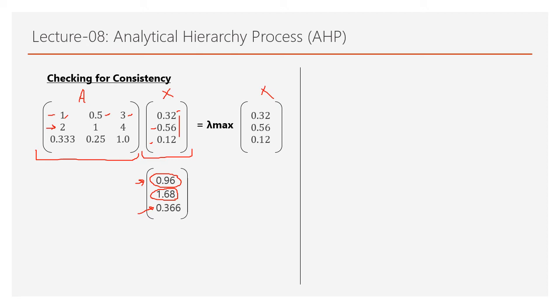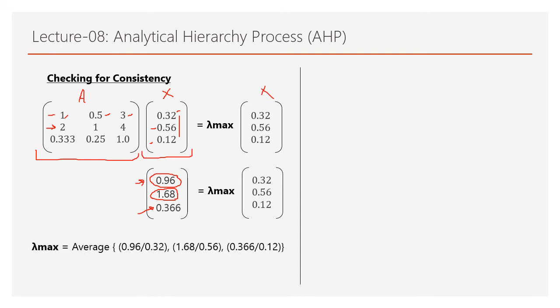So I get this resulting multiplication, which is also equal to lambda max times X. To resolve for lambda max, I take the average of the divisions of those three values: 0.96 over 0.32, 1.68 over 0.56, and 0.366 over 0.12. So I get the overall average, lambda max equal to 3.02.